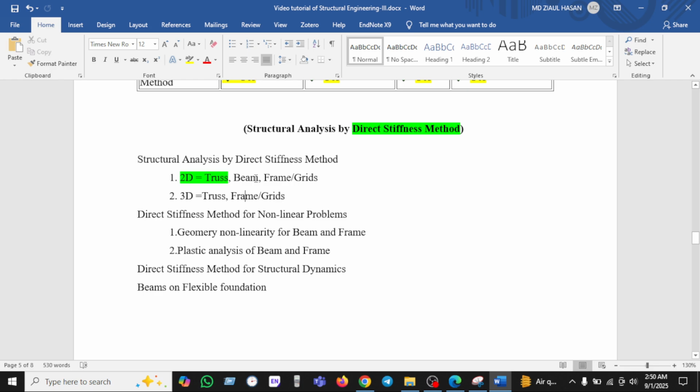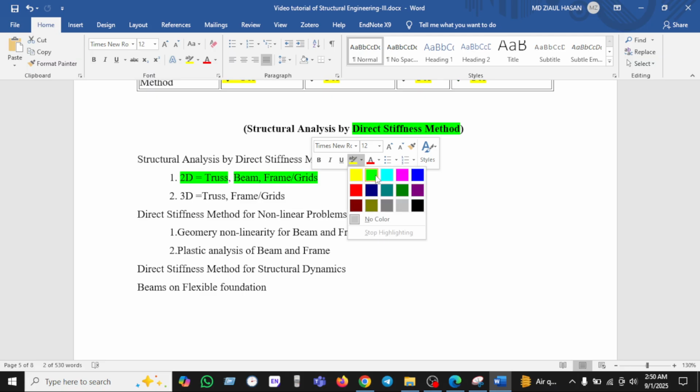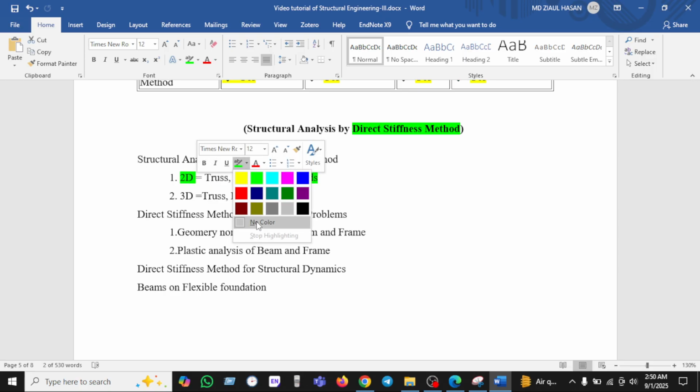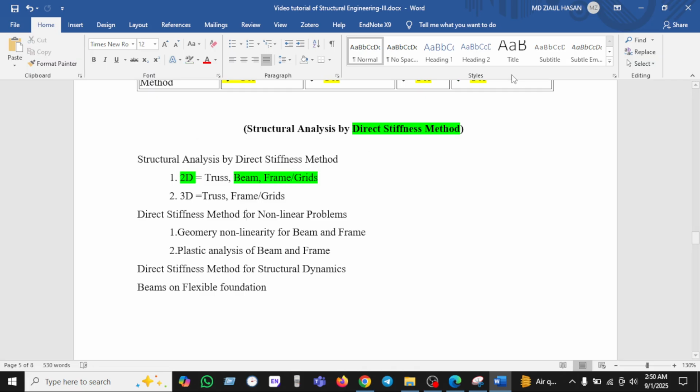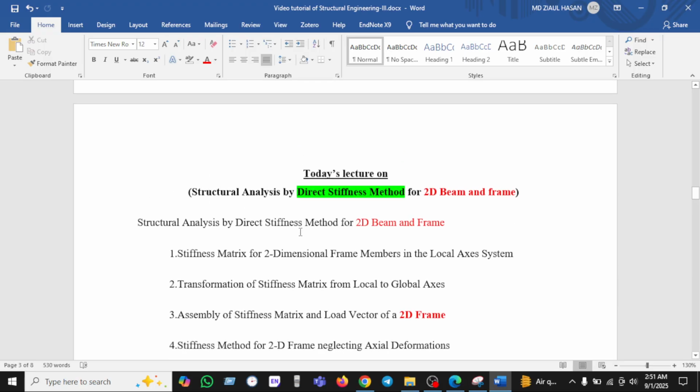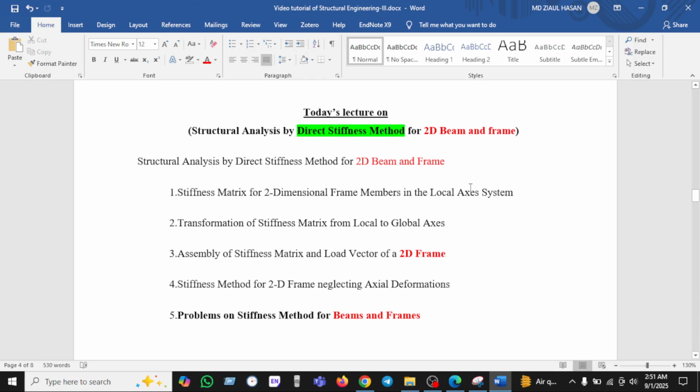Okay, so today's topic is the two-dimensional 2D frame. So let's see. These are our main focus: structural analysis by the direct stiffness method for 2D frame, and here is the content. So let's start, and we'll see the stiffness matrix of a two-dimensional frame in local axis.